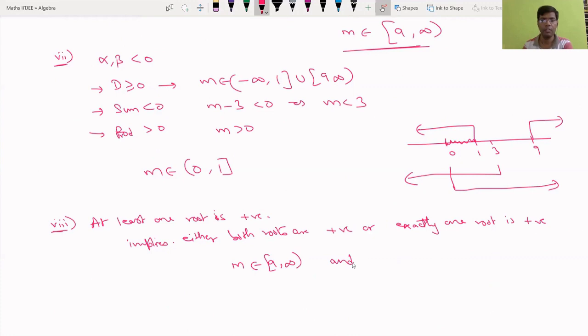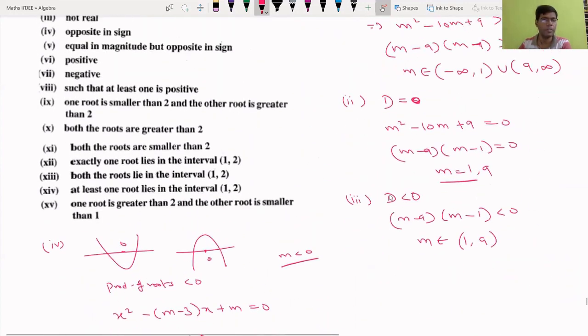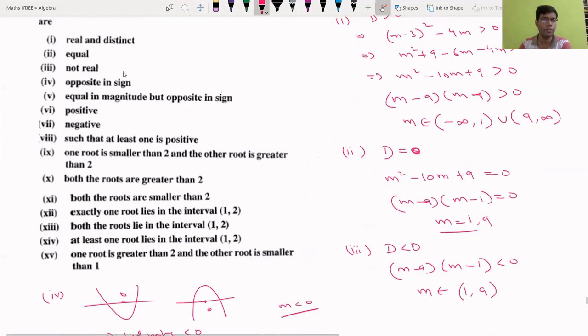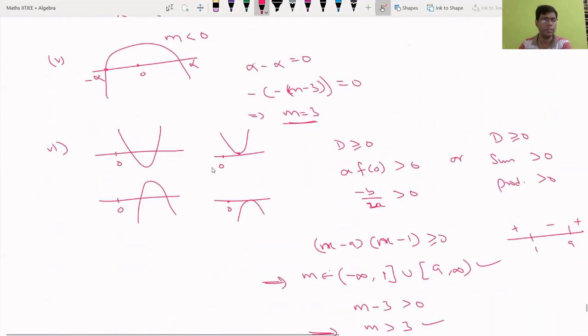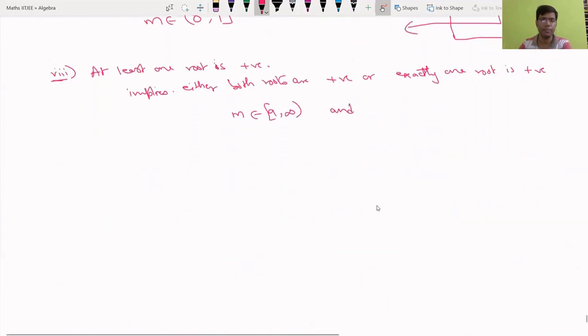And or exactly one root positive. For exactly one root positive, this will be opposite signs. So this will be this case. When one root is negative, another root is positive. So that is m less than 0. And m is less than 0.